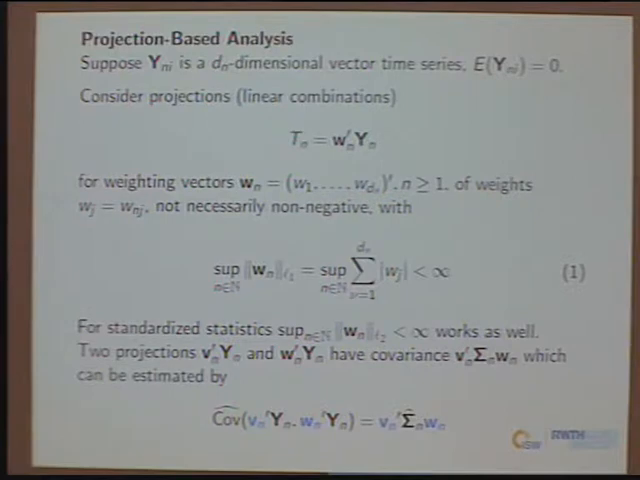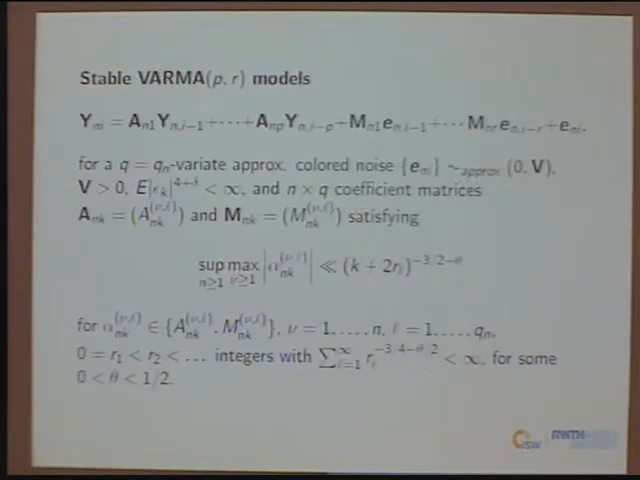If we want to base our analysis on this type of statistics, so the bilinear form where we plug in the sample covariance matrix. And the class of models where this works, where the assumptions are satisfied under quite weak regularity conditions, are stable Warmer processes of this form. I think I do not have to explain the model in detail.